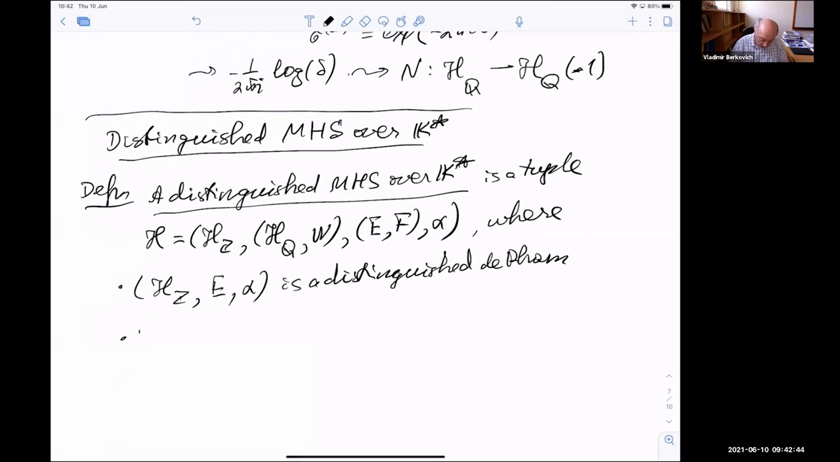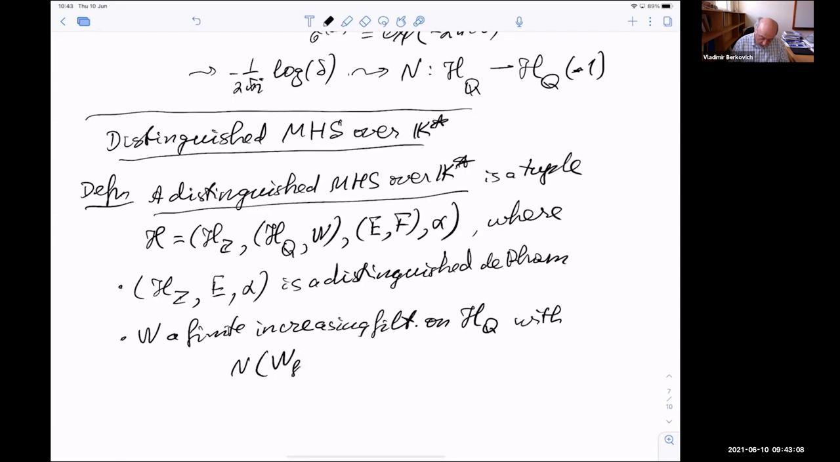Now, the next. What is W? A finite increasing filtration on HQ by local subsystems of K Q vector spaces, but with the property that N of WK is contained in WK minus 2. I think this appeals to something familiar.